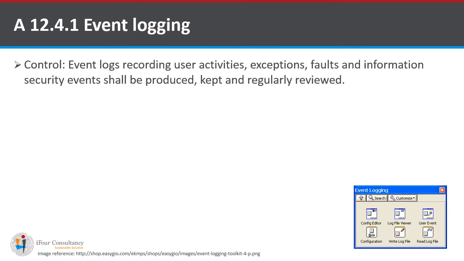Event logging. What is the control that is specified in the ISO 27001 2013 standard? Event logs recording user activities, exceptions, faults, and information security events shall be produced, kept, and regularly reviewed. So the standard states that the logs which contain user activities like login, logout, some of the exceptions that are generated when a user visits the website and performs any operation, the faults in the website, and the information security events, should be produced, kept, and regularly reviewed.